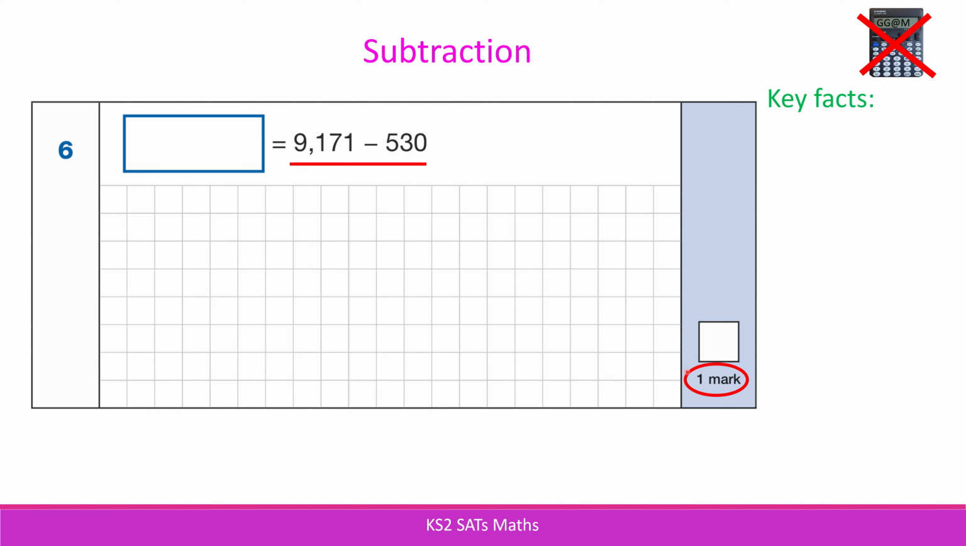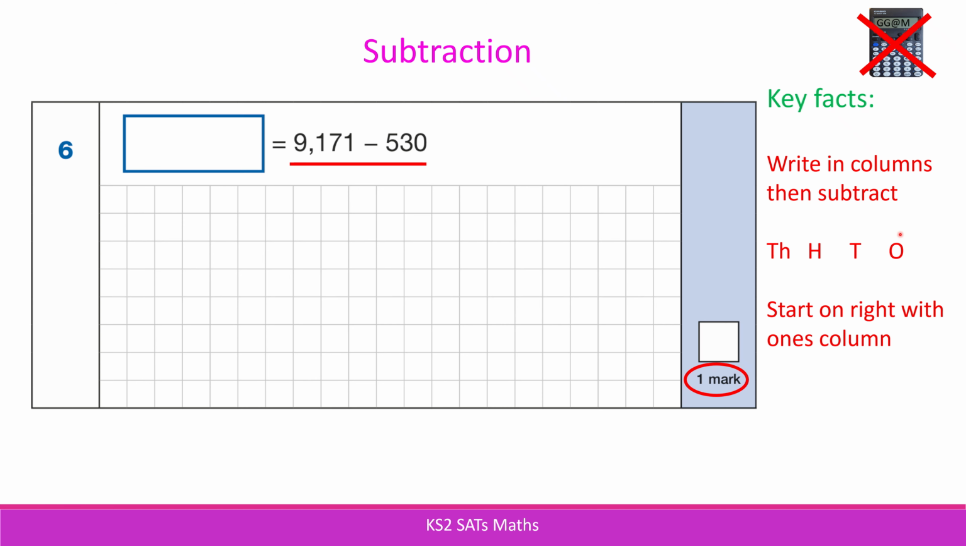So your key facts are that you need to use columns when you're subtracting. Remember your thousands, your hundreds, your tens and your ones columns. Make sure they all line up. And then you're going to start with the ones on the right hand side. And remember, if you can't subtract the number, so for example it was 2 take away 5, you can't do that. Then you have to borrow from the next number at the top. So I will show you how to do that on this question.